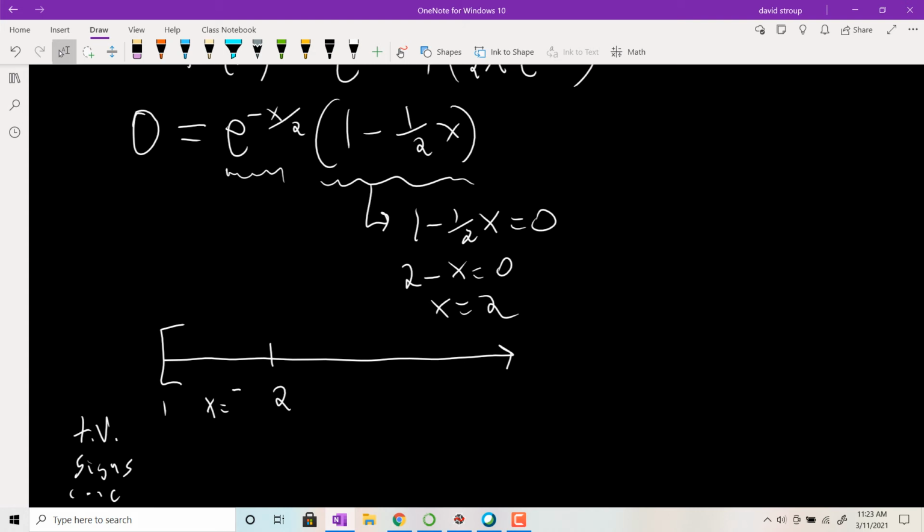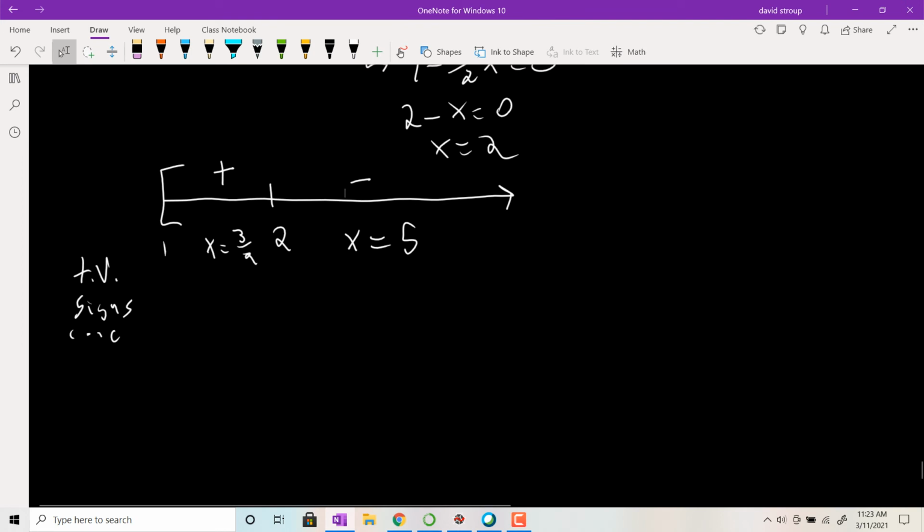If x is 3/2, plugging 3/2 into the derivative, I have something positive. This is always going to be positive. Times 1 minus 3/2 times 1/2 is 1/4. That will be positive, so it's increasing. And then try something like x equals 5. Again, the first part is positive. 1 minus 5/2 is negative, so it's going to be decreasing here. In other words, it's eventually always non-increasing. So we can conclude it's non-increasing.